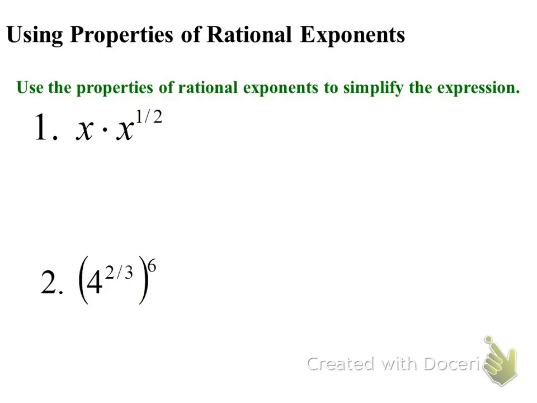So let's get down these instructions. Use the properties of rational exponents, or in this case, we're just going to use the properties of exponents to simplify the expression. So in the first case, x times x to the 1/2, I notice they are both the same base, and this x is raised to the first power. So using the product rule of the same base, that's going to be x to the 1 plus 1/2 power, which is the same as x to the 3/2 power.